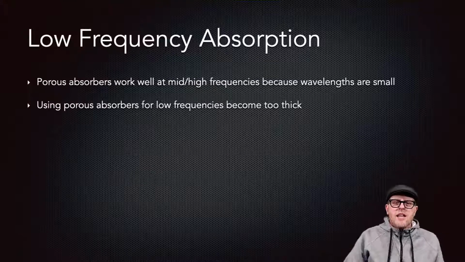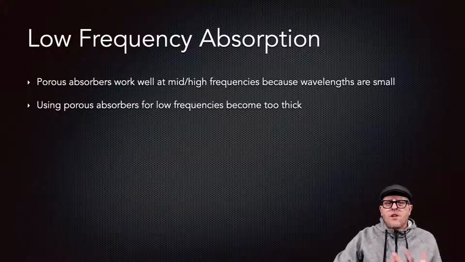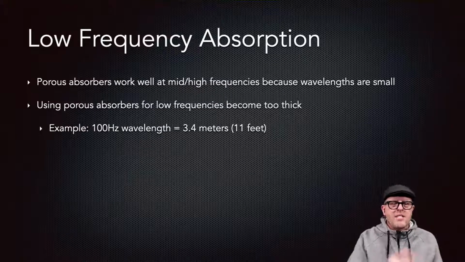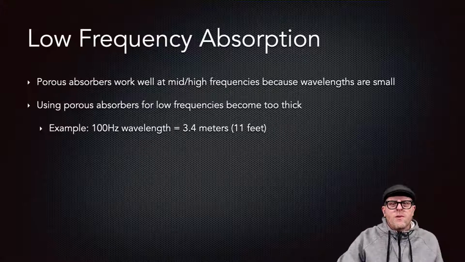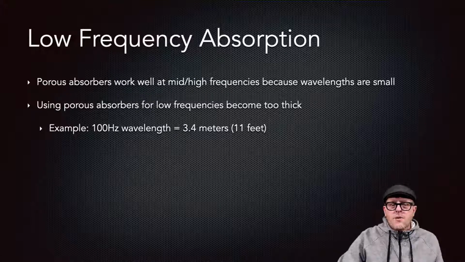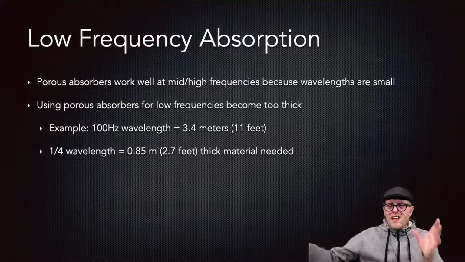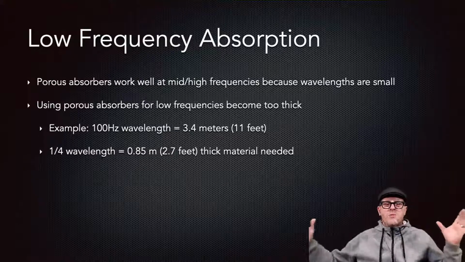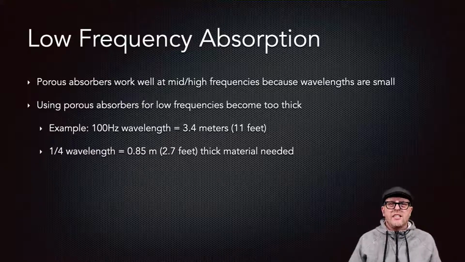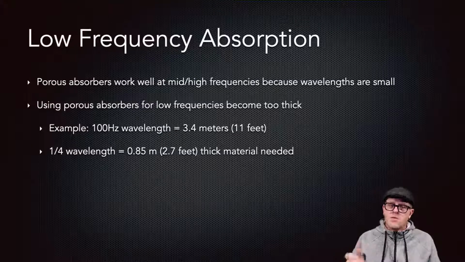So using porous absorbers for low frequencies becomes too thick. Here's an example. The wavelength at 100 hertz is 3.4 meters, which is like 11 feet. That means at a quarter wavelength, I need 3 feet thick material to absorb 100 hertz effectively. That's just impractical for most spaces.